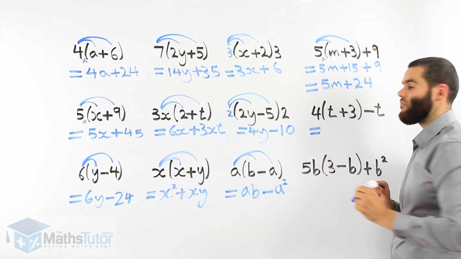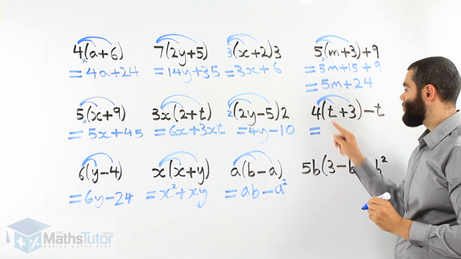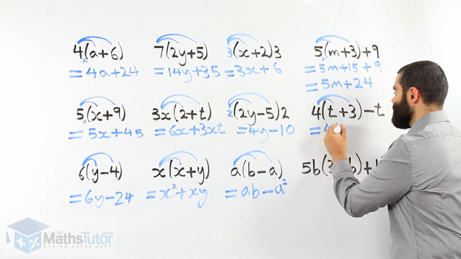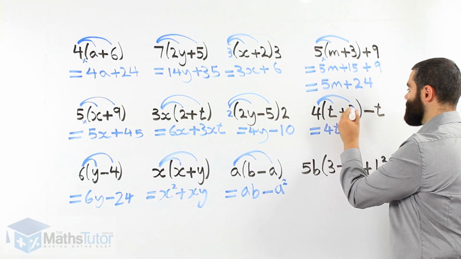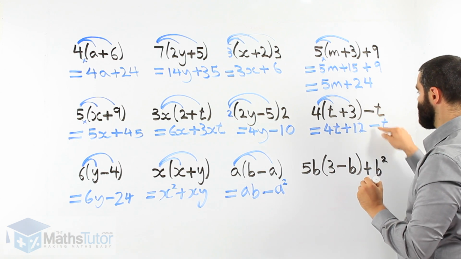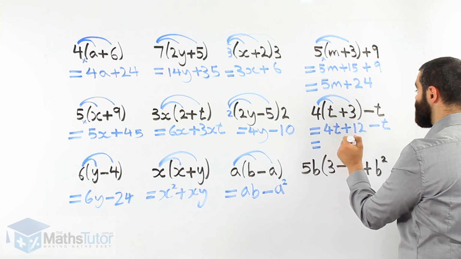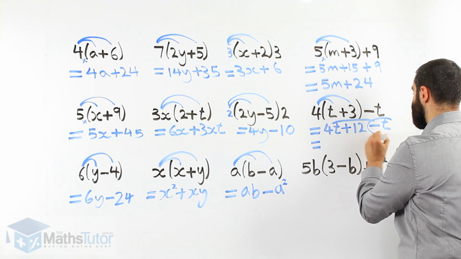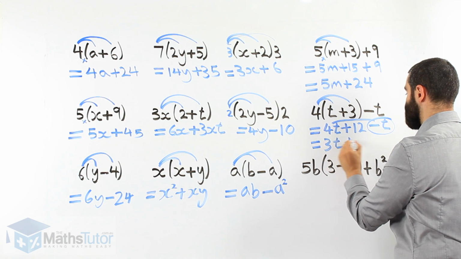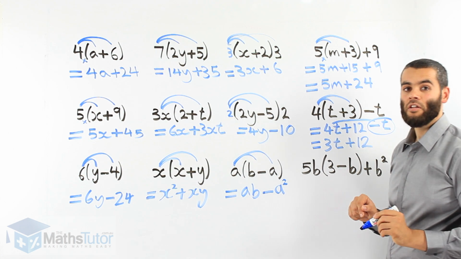Here, again, very similar. We're expanding what's in the brackets. 4 times what's in the brackets only. 4t plus 4 times 3 is 12 minus the t. We bring it down to see if we can simplify any further. In this case, we can. 4t minus t becomes 3t plus 12. Our final answer, 3t plus 12.